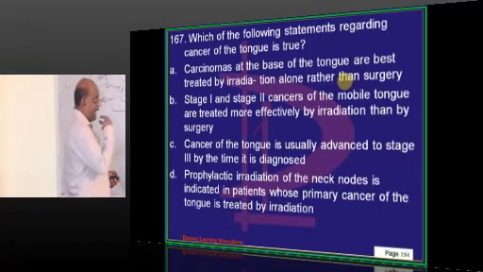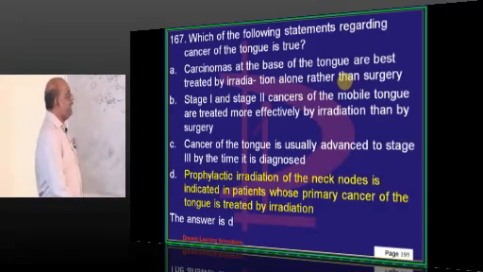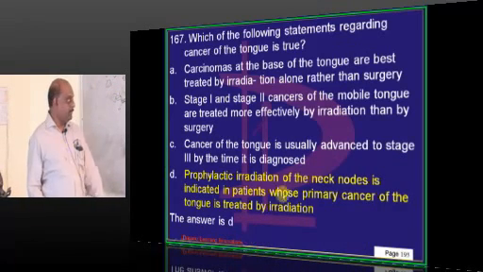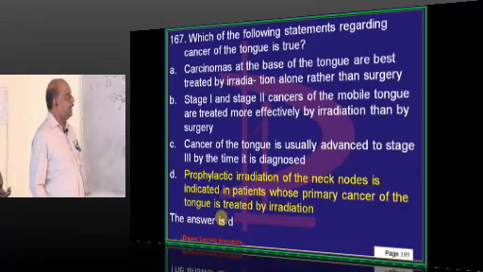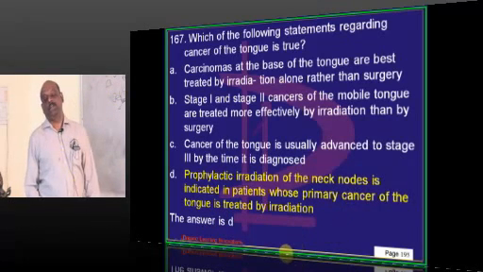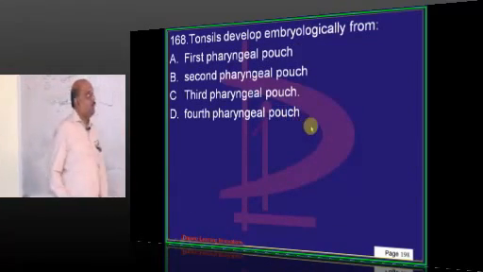Now doctor, cancer of the tongue. Prophylactic irradiation of the nodes is very much indicated in those whose primary cancer was treated with irradiation, is what you need to appreciate.